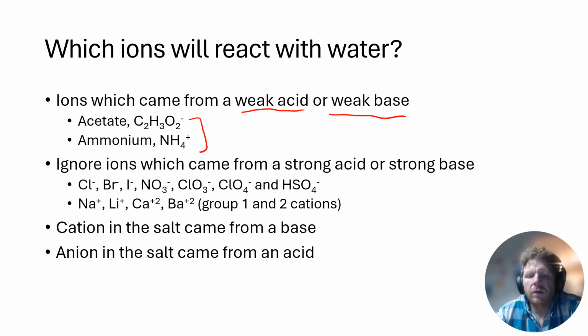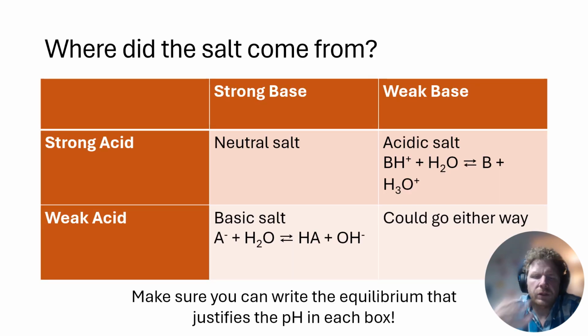The cation in the salt came from a base, and the anion in the salt came from an acid. Now, this table right here really gives you everything that you need to know to answer questions related to this. So, if the components of the salt came from a strong base and a strong acid, you're going to make a neutral solution. What that effectively means is if you add a bunch of sodium chloride, Na plus and Cl minus, to water, your pH isn't going to change that dramatically.